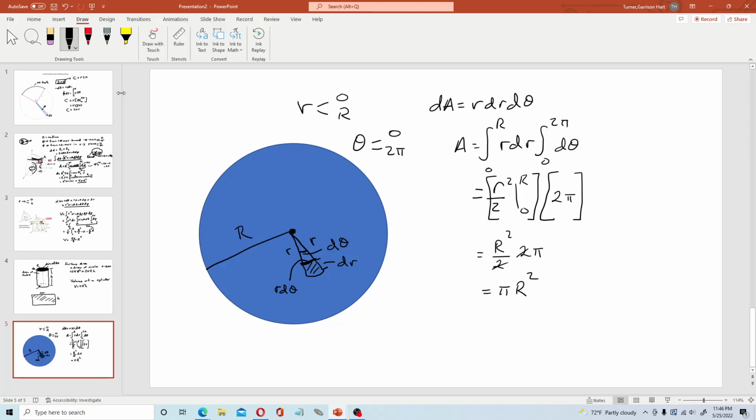So that is a little bit about area and volume elements and how we can use them to derive the relationships of things that are going to be useful to us. Okay, so with that in mind, we will see you in the next video.